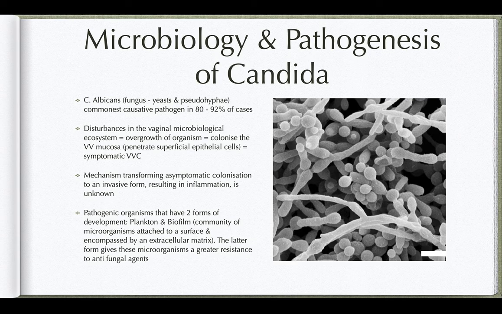Pathogenic organisms that have two forms of development, as in Candida, the two forms are plankton and biofilm. A biofilm is defined as a community of microorganisms attached to a surface and encompassed by an extracellular matrix. This biofilm then gives these microorganisms a greater resistance to antifungal agents.